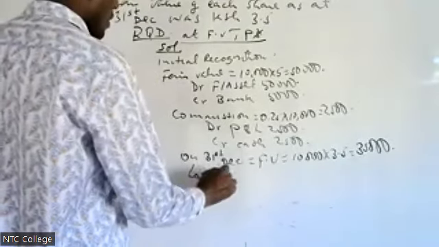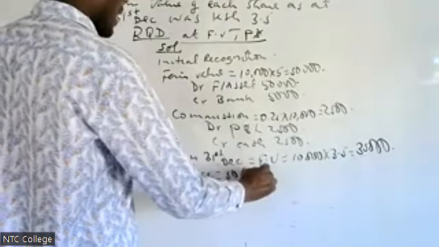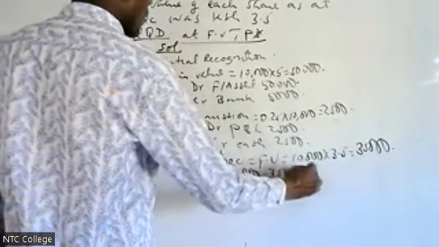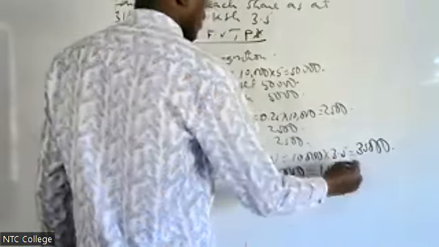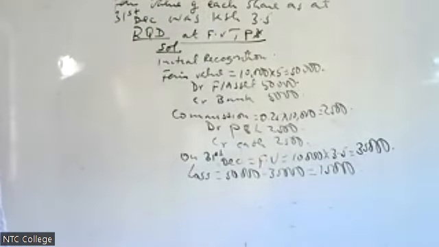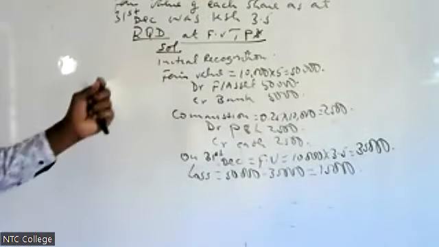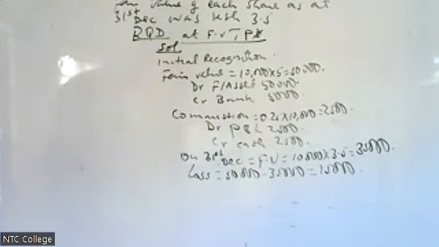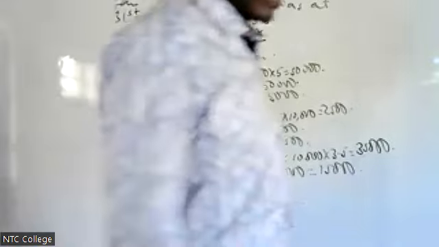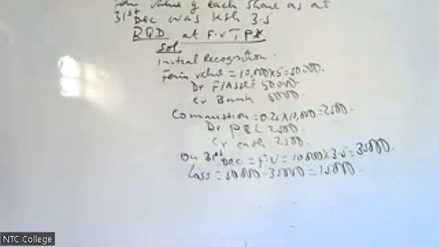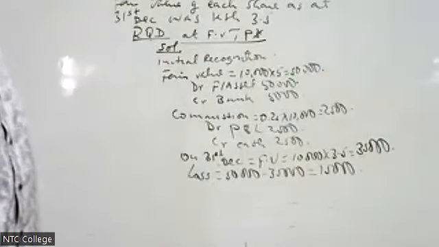But how much is the loss? 50,000 minus 35, which is 15. The loss is 15,000. Now, that loss of 15,000, I'm also taking it to P&L as an expense.